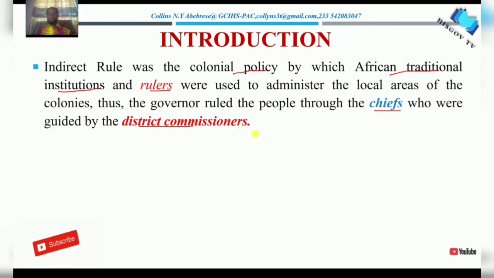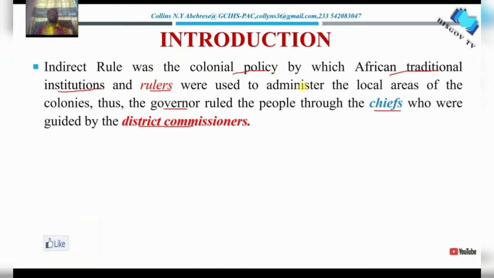Now look at the main people that played a major role in indirect rule: the chiefs, the district commissioners, as well as the governor, who was appointed by the monarch, the Queen, who just died quite recently. Across the whole of Africa, people were grieving, and some were also having issues with the fact that Africans should grieve the death of somebody who spearheaded all what we are going to talk about with colonialism. But that's a topic for another day.